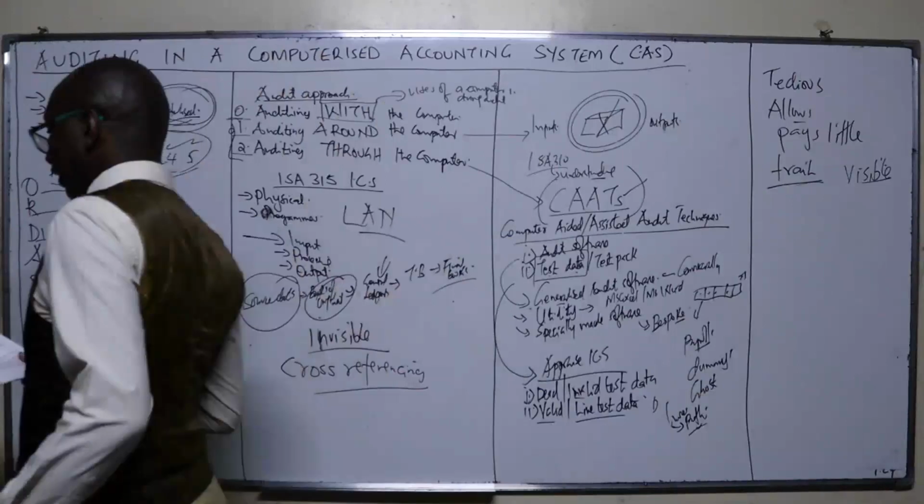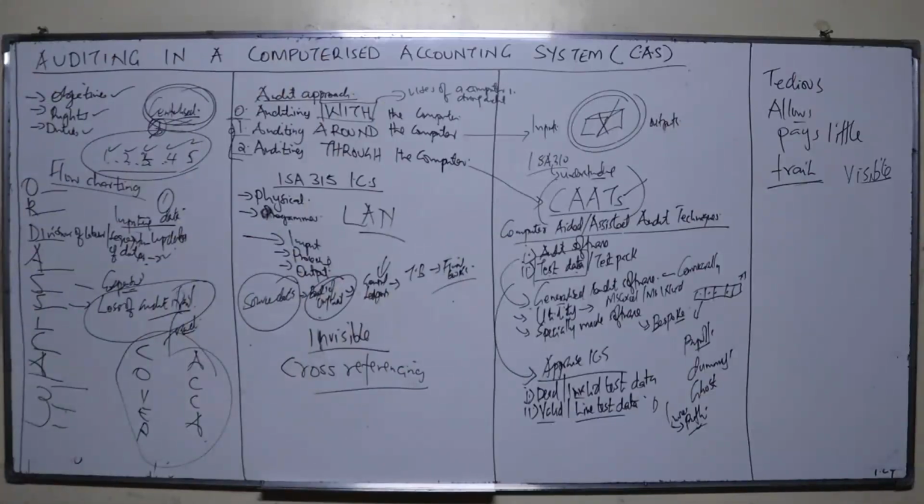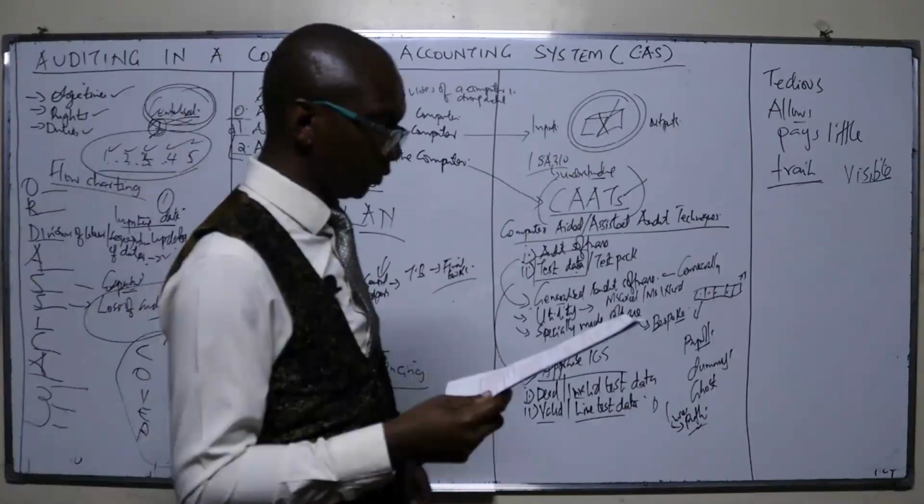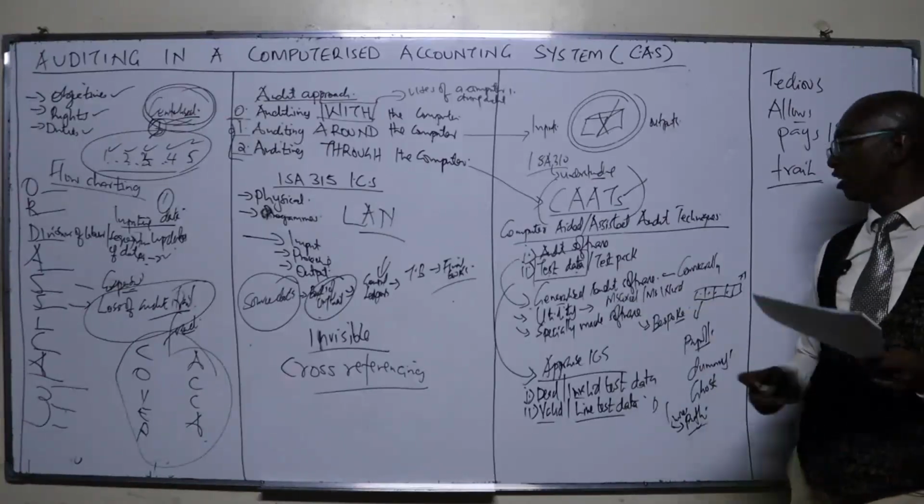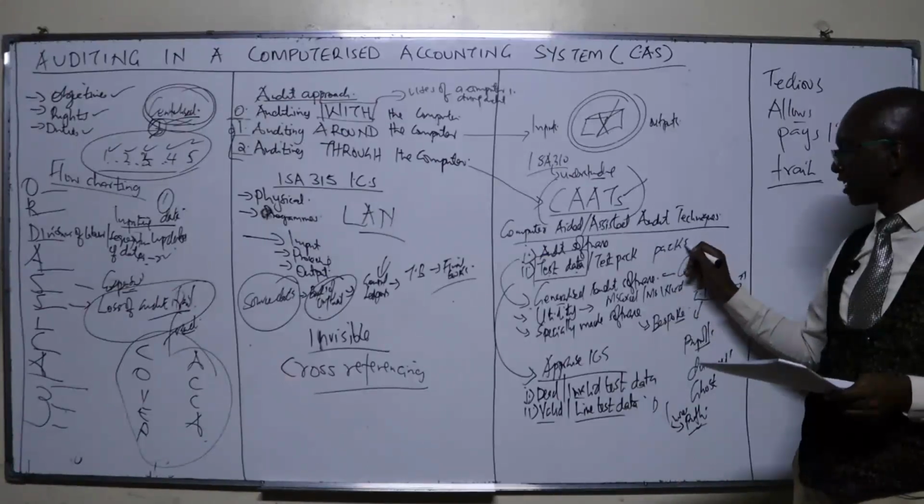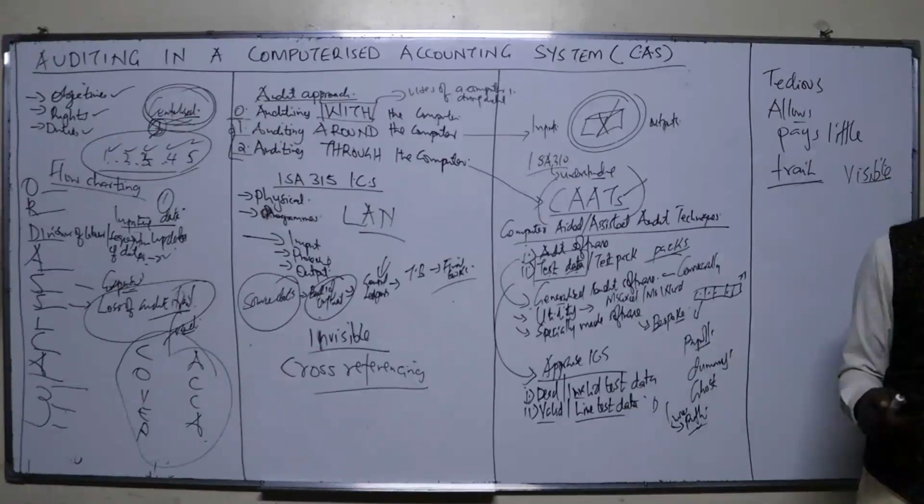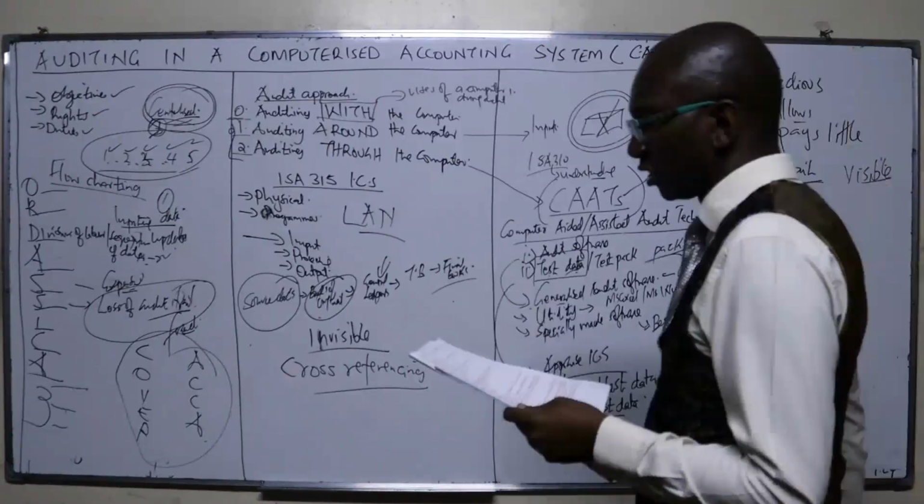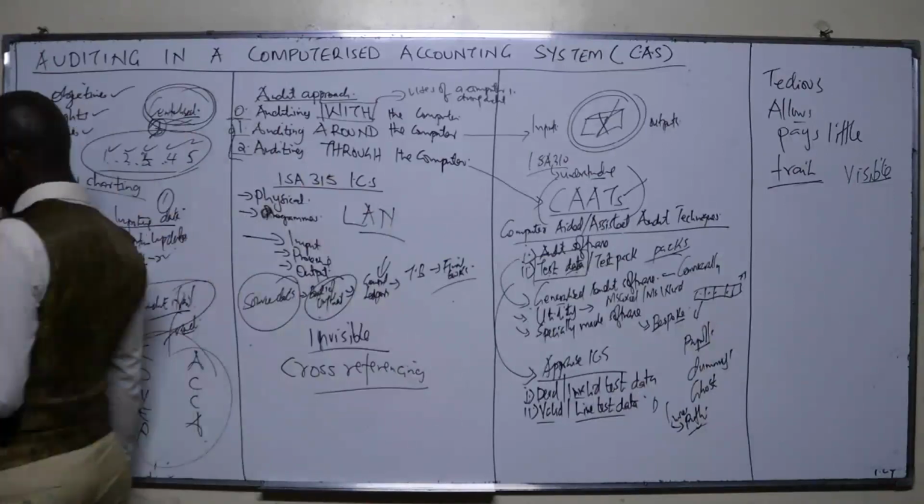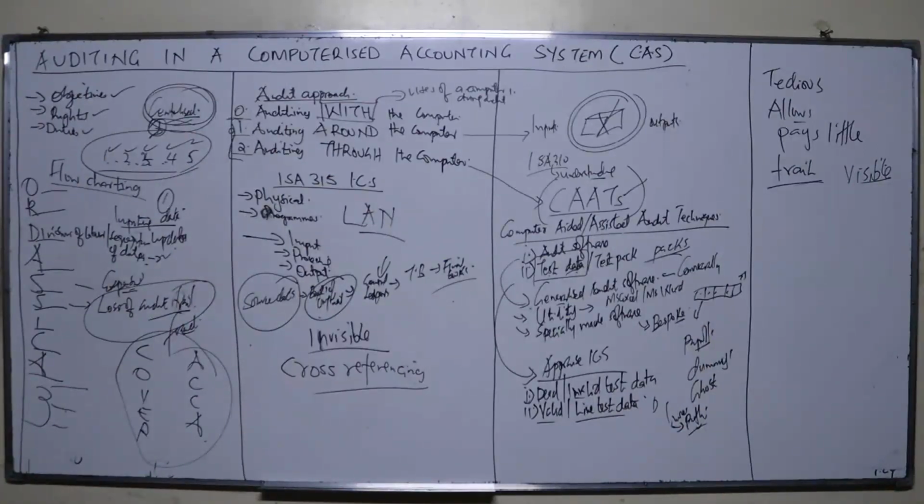CAATs refer to any automated audit techniques, such as, number one, audit software, number two, test data, stroke test packs, packs is PACKS. Sasa tuangalie audit software. Tunajua softwares ni programs.